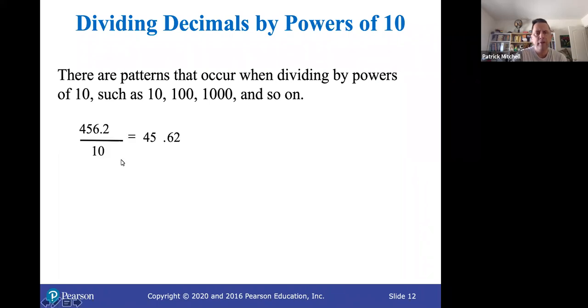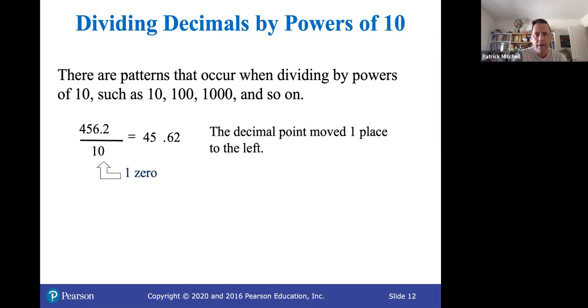Okay, so for example, 456 and 2/10 divided by 10, you would move the decimal point 1 place to the left, and you would get 45 and 62 hundredths. All right, and if you divided by 1,000, 1,000 has 3 zeros. You would move this decimal point 1, 2, 3 places to the left, and that quotient would be 4,562 ten thousandths.